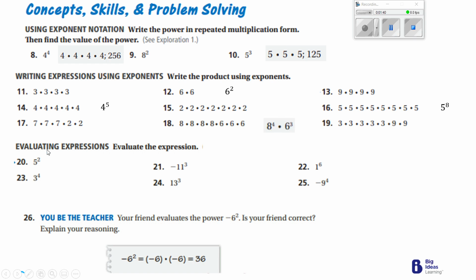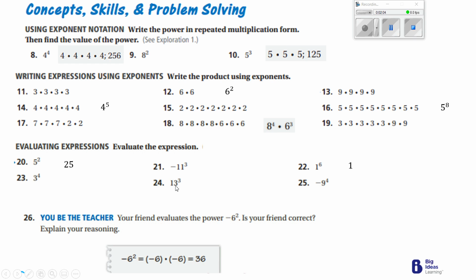All right, let's go to number 20, where it says evaluating expressions. Well, if I evaluate this, it is going to be 5 times itself 2 times, which is 25. If I take number 22, that's 1 multiplied to itself 6 times. As we know, I could take 1 and multiply it to itself as many times as I want. I'm still going to get 1 for an answer.